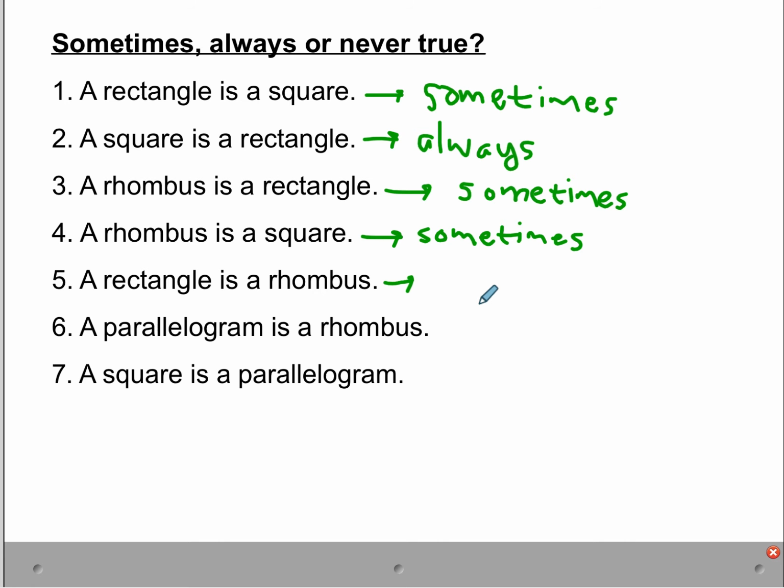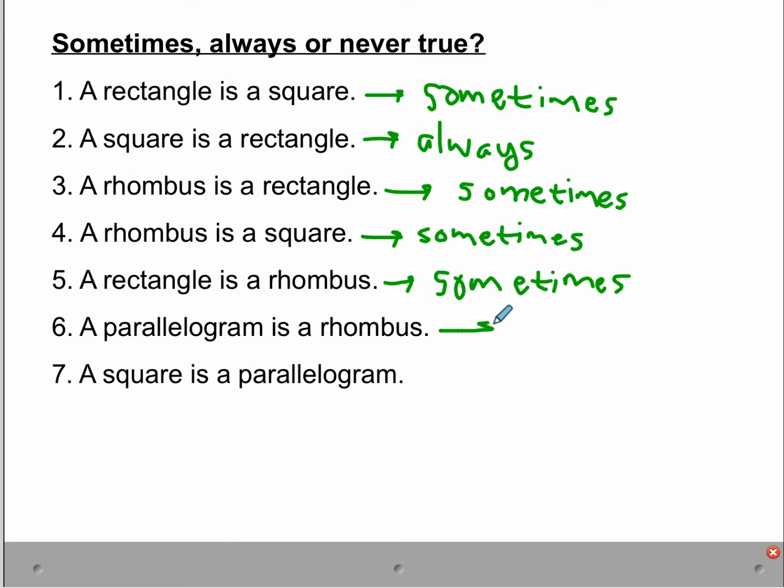A rectangle is a rhombus. Let's think about that for a second. A rectangle, 4 right angles, will be a rhombus. Will have 4 congruent sides. That's not always true because there are plenty of rectangles I could draw without having 4 congruent sides. But it will, once again, sometimes be true. It is possible to draw a rectangle that is a rhombus, and once again, that is a square.